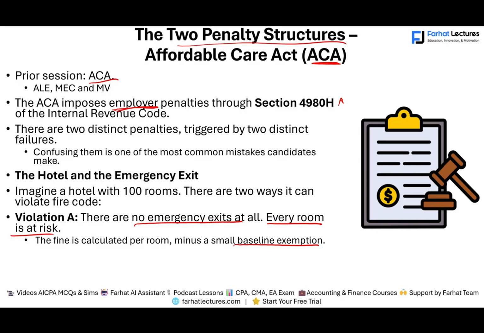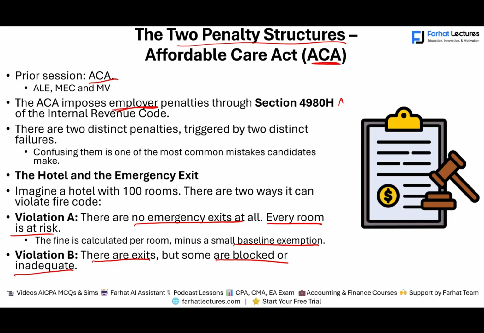Or we could have violation B in this hotel. We do have exits, but some are blocked or inadequate. What does that mean? It means you do have emergency exits in case a fire occurs, but maybe you have boxes, or the machinery that makes ice, blocking those exits. Here, the fine applies only to the rooms that are actually affected. Here, the penalty is more surgical, more direct. Those are violation A and violation B.